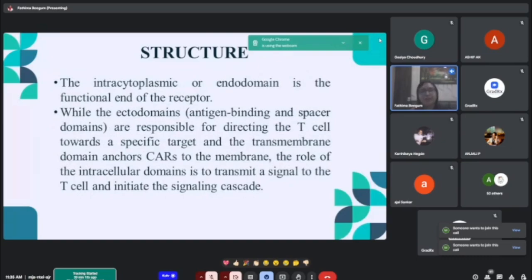Next are the endodomains. While the ectodomain is responsible for directing the T cell to the target, and the transmembrane domain anchors the CAR to the T cell membrane, the role of the intracellular domain is to transmit signals to the T cell. The T cell activates, and different mechanisms for the destruction of tumor cells take place.